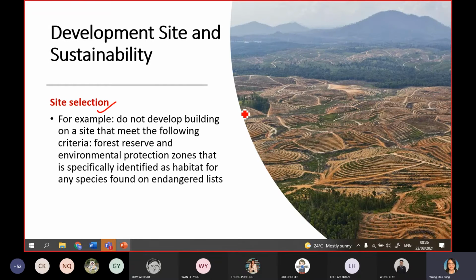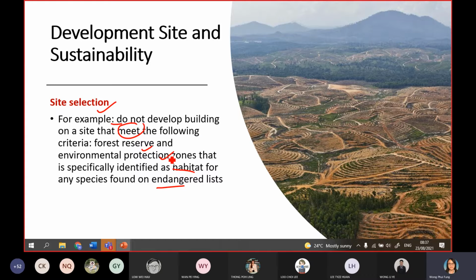Okay, so in terms of site selection, developers can actually make a choice before they kickstart a new development. They can make a choice, they can make a difference. For example, do not develop a building on a site that meets the following criteria. They should move away if the area is a forest reserve zone, or an environmental protection zone that is specifically identified as a habitat for any species found on the endangered list. So these are the things developers can choose.